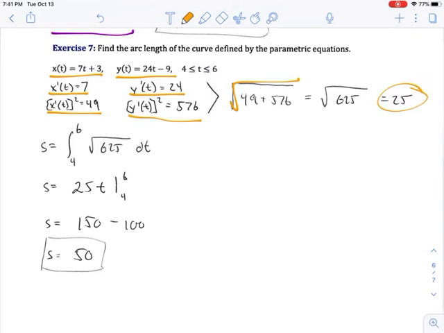And so the square root of this then, of course, becomes from 4 to 6 of simply 25 dt. So when we integrate that, it becomes 25t, evaluated from 6 to 4. And so we have 150 minus 100, which is 50. So the arc length is 50.